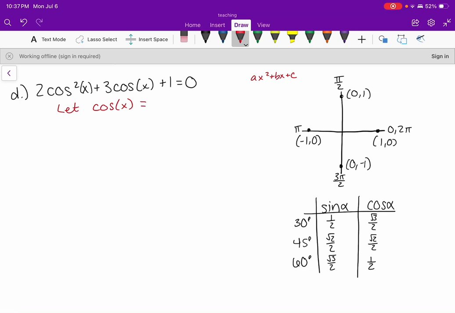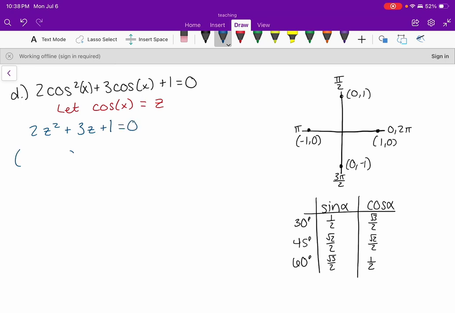I did z earlier. Let's just do a B. It doesn't matter. But this has a B in it, so I don't want that to confuse you. So let me do, maybe not B, let's do z again. That's fine. We'll just do z. So then I would have 2z squared plus 3z plus 1 equals 0.